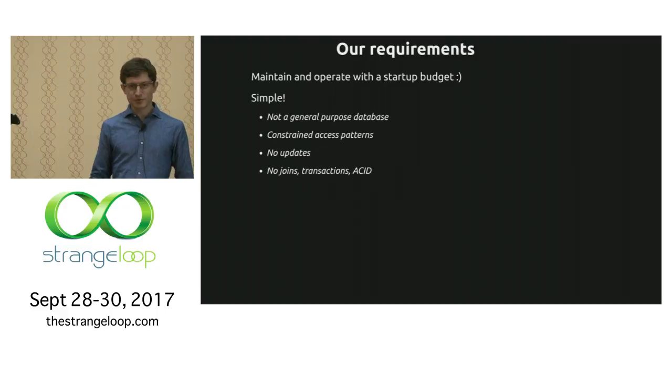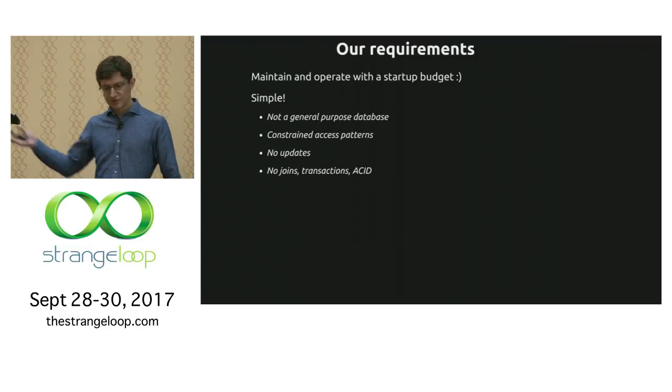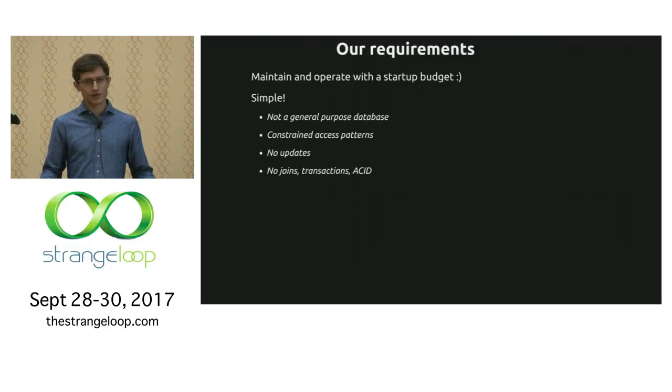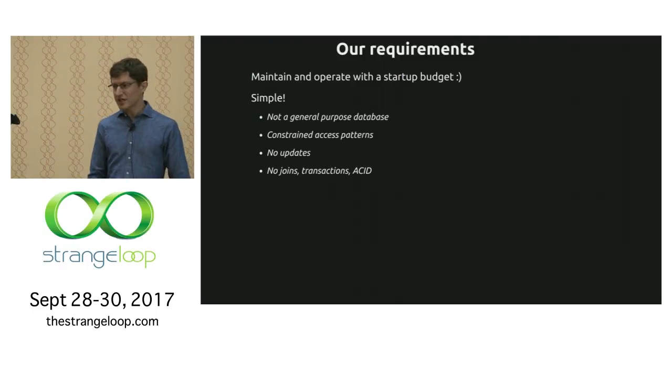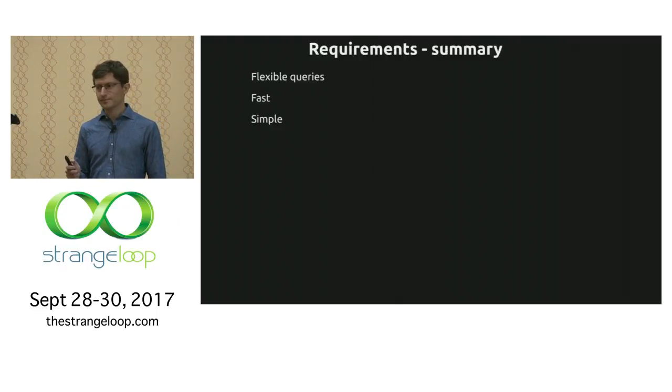We also don't need to support updates, because once an event's come in, it's happened already. You don't need to go and change it. And we don't need to support the kinds of fancy features you would get in a more general purpose data store, like joins or transactional semantics. So we need to keep it simple. So again, we need to issue all kinds of queries really quickly and not spend hundreds of person years doing it.